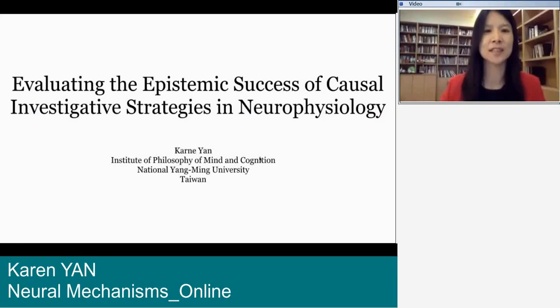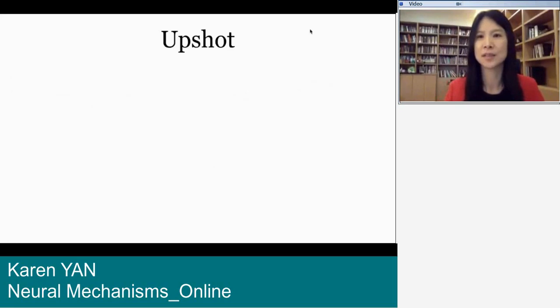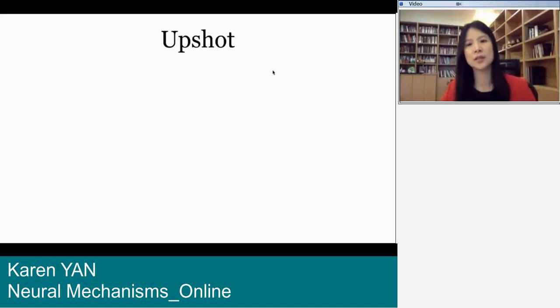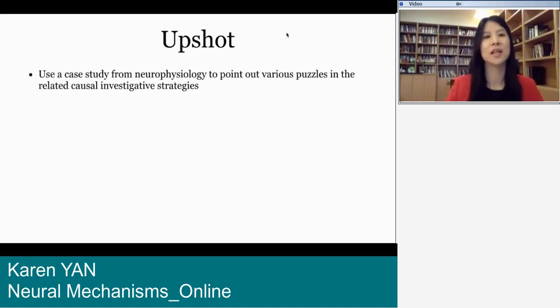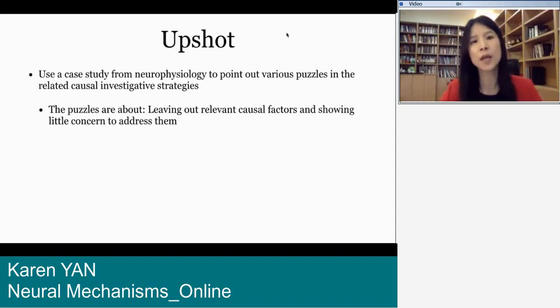So today my talk is evaluating the epistemic success of causal investigative strategy in neurophysiology. The aim of my talk today is to use a case study from neurophysiology to point out various puzzles in the related causal investigative strategy. And the puzzles are about leaving out relevant causal factors and showing little concern to address them.